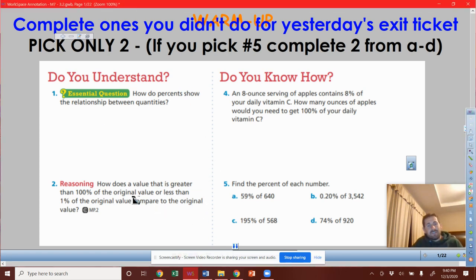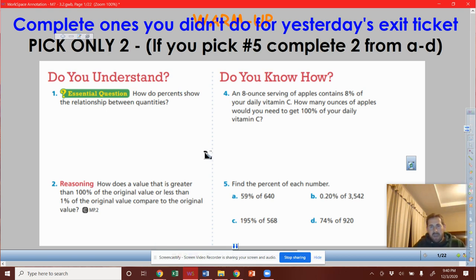And that really gets us to question number 2, reasoning. How does a value that is greater than 100% of the original value or less than 100% of the original value compare to the original value? So it's a two-part question. A value greater than 100% is an increase. A value that is less than 100% of the original value: the original value is 100%, less it by 1%, now we're at 99%. Less it by more than that, we're at 98%, 97%. So anything less than the original means we're having less than the whole. We're having a portion of it.